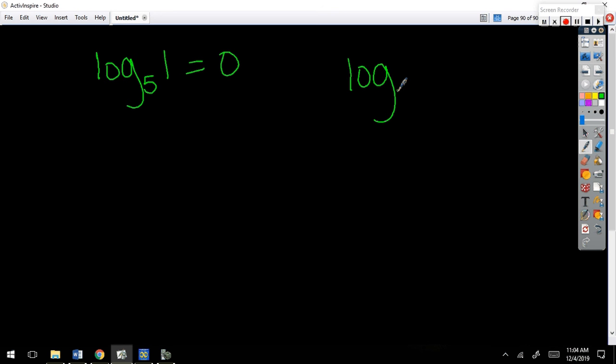Log with any base that you put here of 1 is always going to be 0, because the only way to get 1 is if you raise it to the 0 power. So I know how to use it. That's going to be a property that will show up, and I feel like we'll get to that tomorrow.